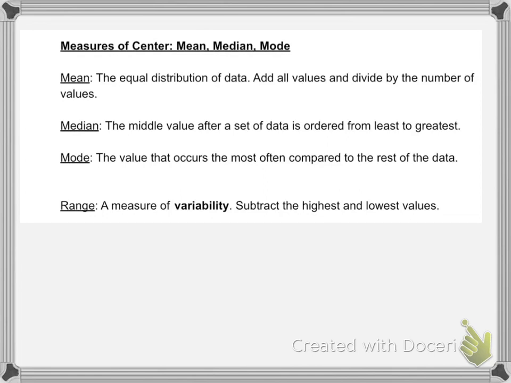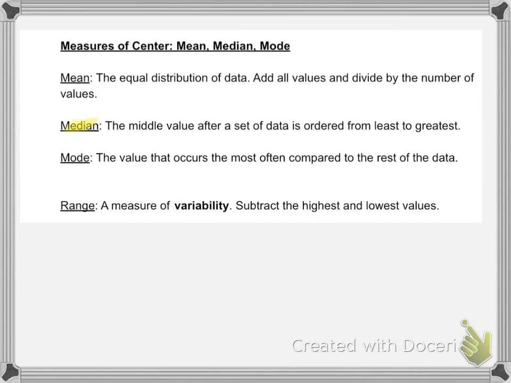So the mean, which is typically called the average, is the equal distribution of data. And to find the mean, we're going to add all the values together and then divide by the number of values that we have. We'll go through some examples so I can show you what that means and you'll see all the steps for it.